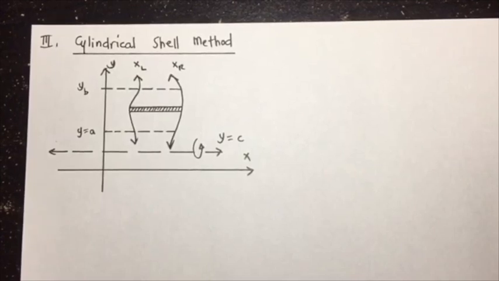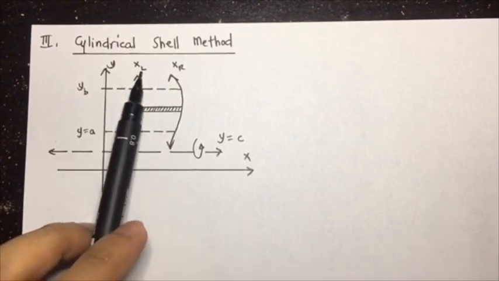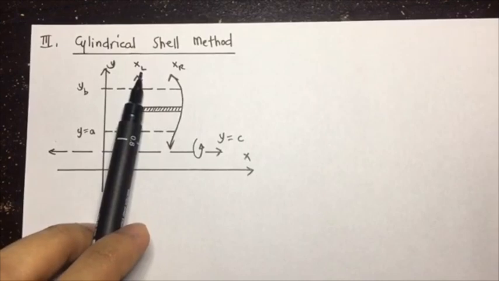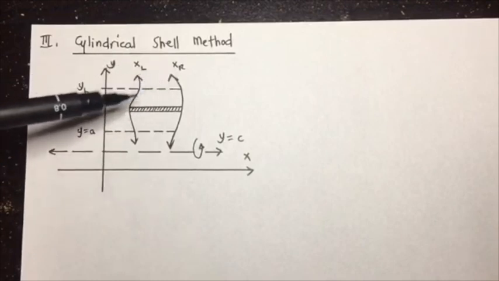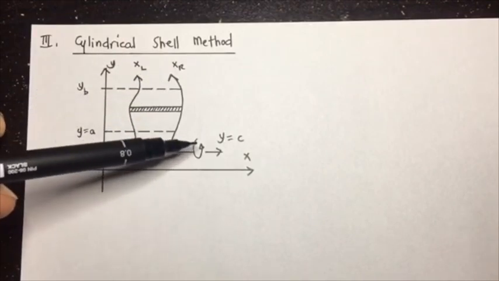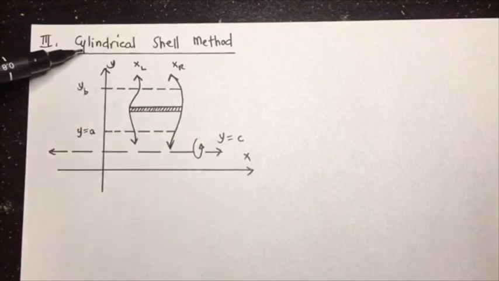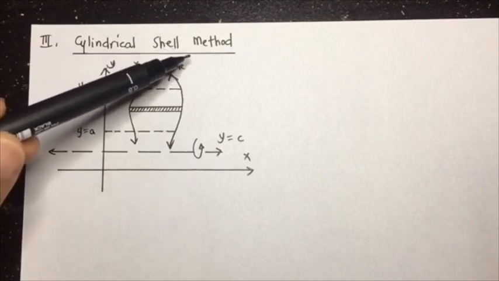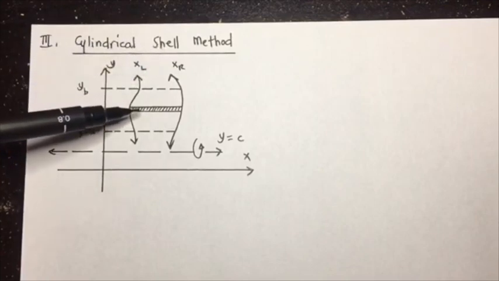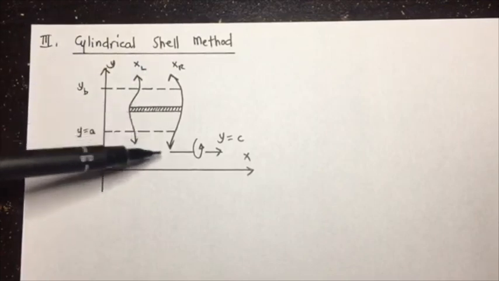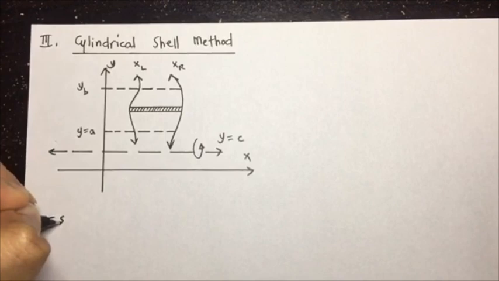Okay, so for this video, we will be discussing the cylindrical shell method. This is the third method in calculating the volume of solids of revolution. In the cylindrical shell method, we still have an enclosed area revolved about a certain axis. But what we can notice, unlike the first two methods, is that the cylindrical shell method uses a strip that is parallel to the axis of revolution.